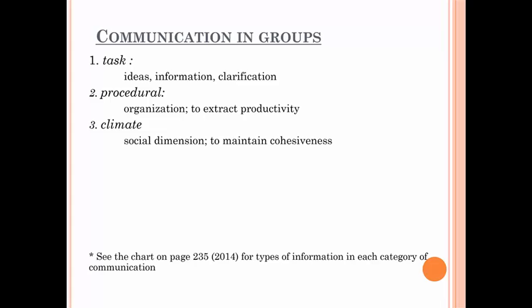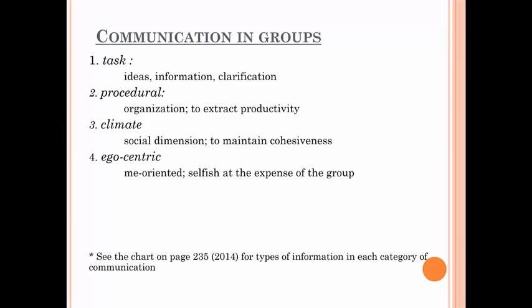Climate communication is a social dimension. The goal here is to maintain cohesiveness. The best groups are ones that want to be working together and that actively engage with one another, that are very cohesive. And so it's important to maintain the social dimension of communication in groups.